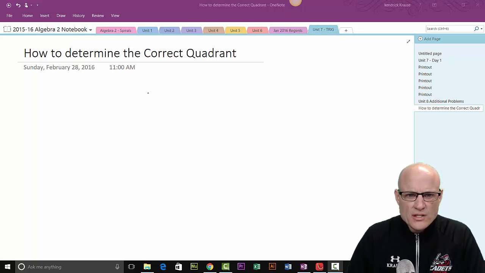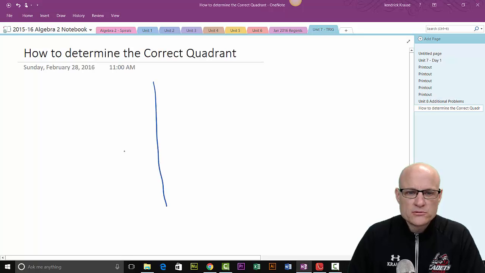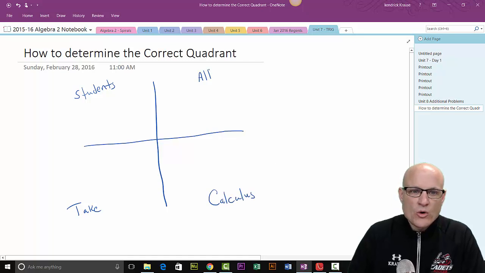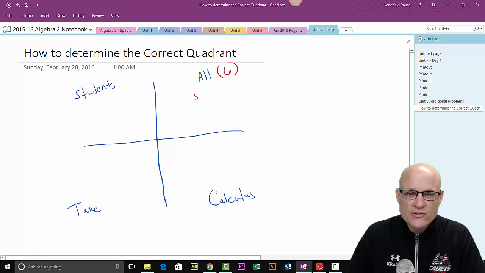So let's first go back to all students take calculus. What this all means is that all 6 trig functions, sine, cosine, tangent, cosecant, because these go hand in hand, secant, because these go hand in hand, and cotangent are positive. All of them are positive.